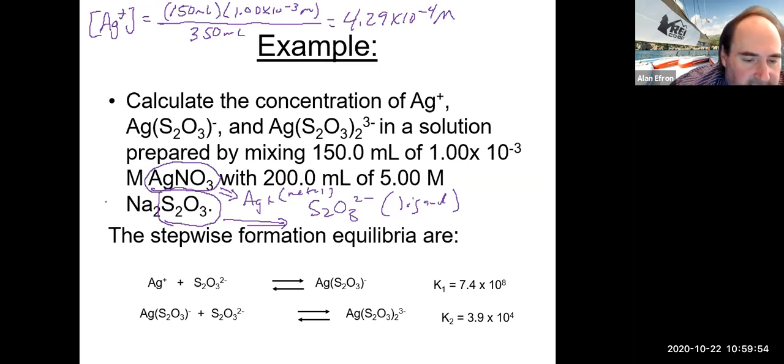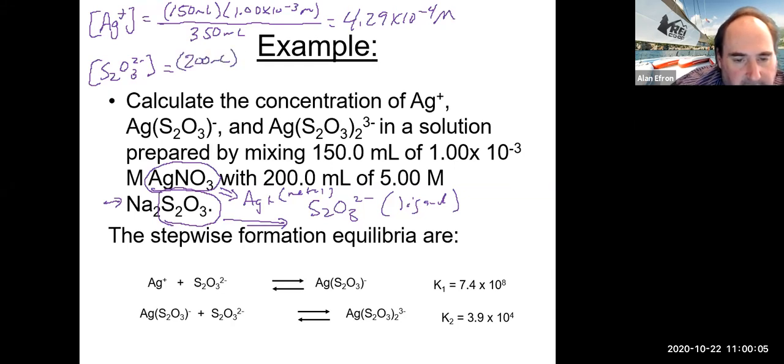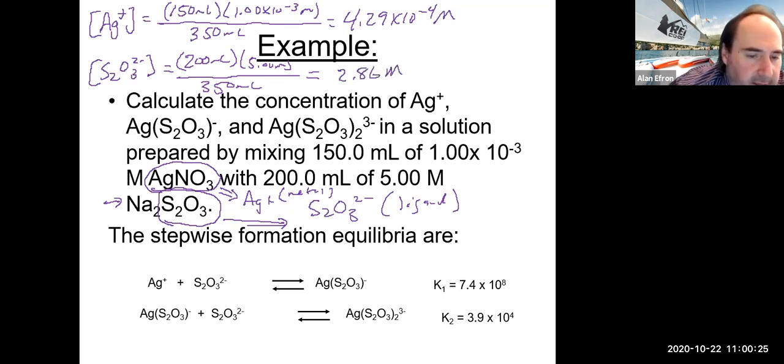We want to do the same thing for our ligand, basically, S2O3 2 minus. And for that guy, we're taking 200 milliliters, and we're multiplying it by its concentration of 5 molar divided by our total volume also of 350 milliliters. And that's going to give us something like 2.86 molar. So here we're getting the concentrations of our ligand and our metal in the mixture.